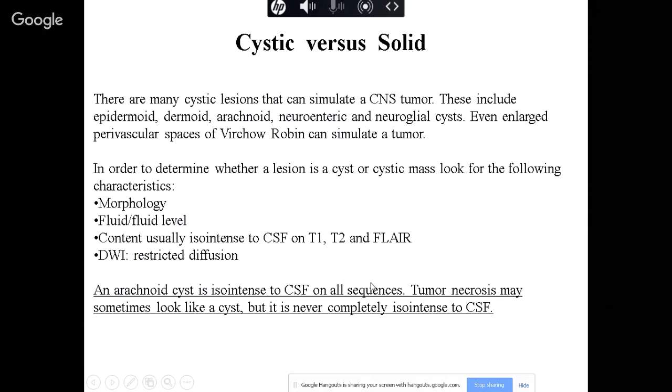What happens if there is hemorrhage, or some chemical component spills into the cyst? Sometimes they will change the sequence. Remember, what the sequence shows you is always the component of the cyst. If it's purely water, it will be the same as the CSF. If it's contaminated, then it will change. That's the way you look at it.